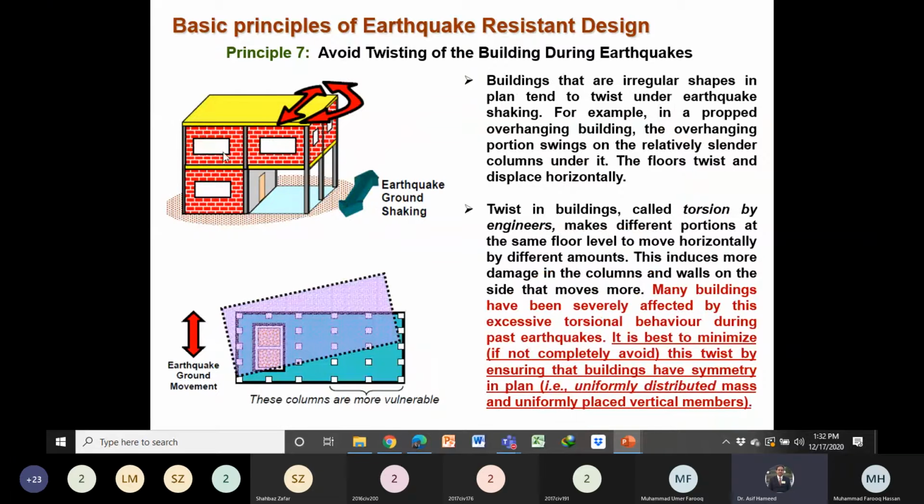We may have a cantilever overhang portion of the building. There is no partition wall here. This building can also twist. Look at this example. We may have the shear wall here, on this part of the building, and this part is heavier than the other part. On the other side, we have the lighter columns. This building can also twist.